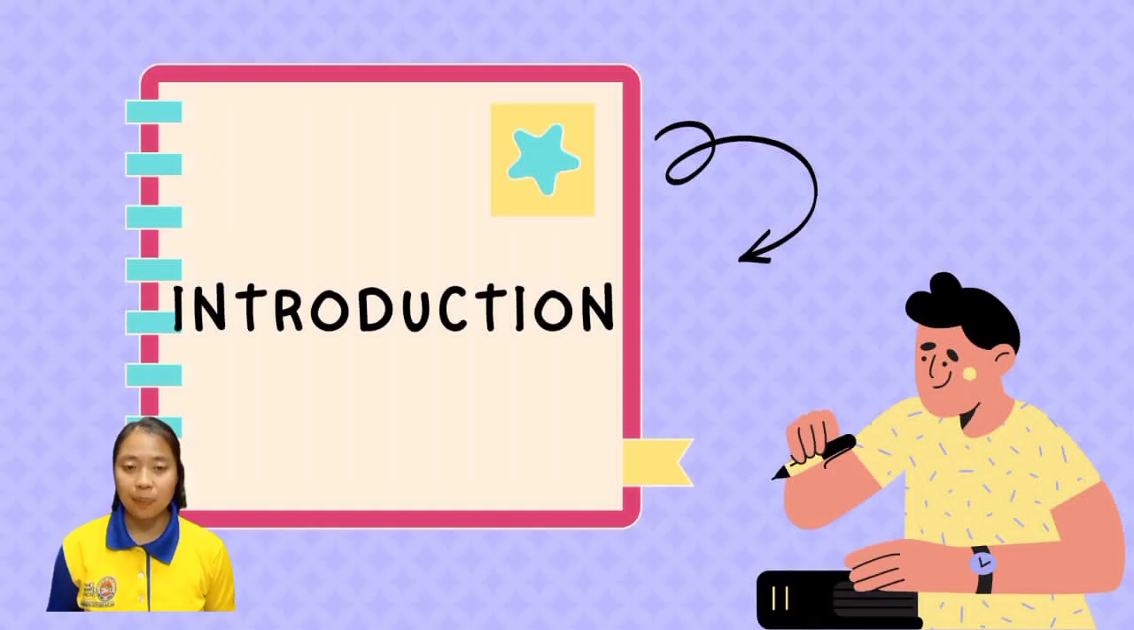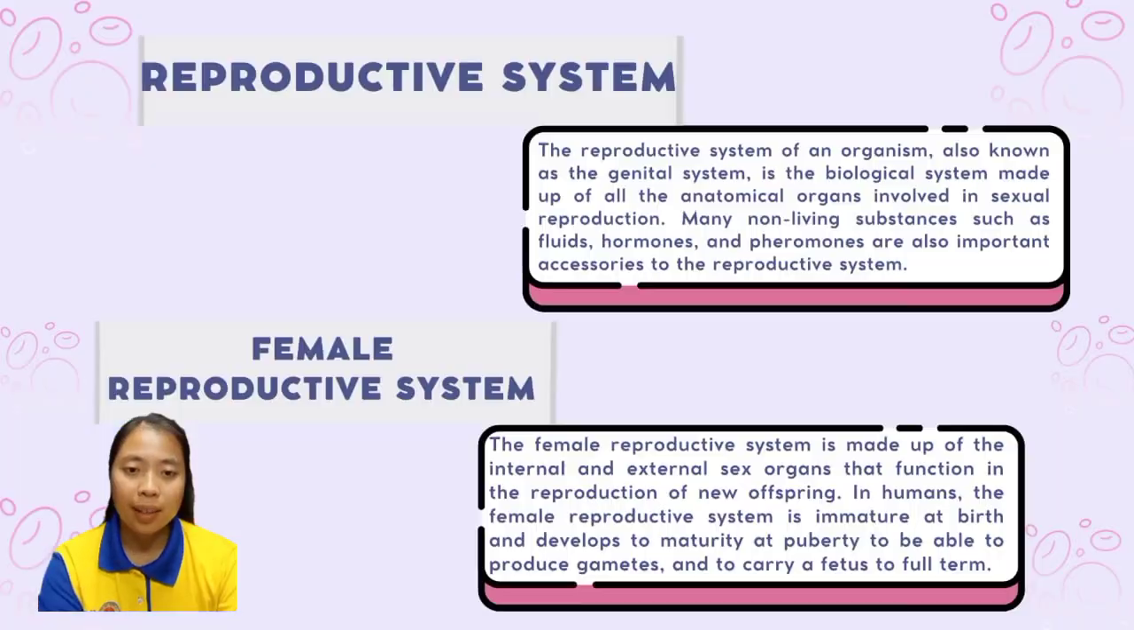Let's go to the introduction. What is the reproductive system? The reproductive system of an organism, also known as the genital system, is the biological system made of all the anatomical organs involved in sexual reproduction. The female reproductive system is made up of the internal and external sex organs that function in the reproduction of new offspring. In humans, the female reproductive system is immature at birth and develops to maturity at puberty to be able to produce gametes and carry a fetus to full term.